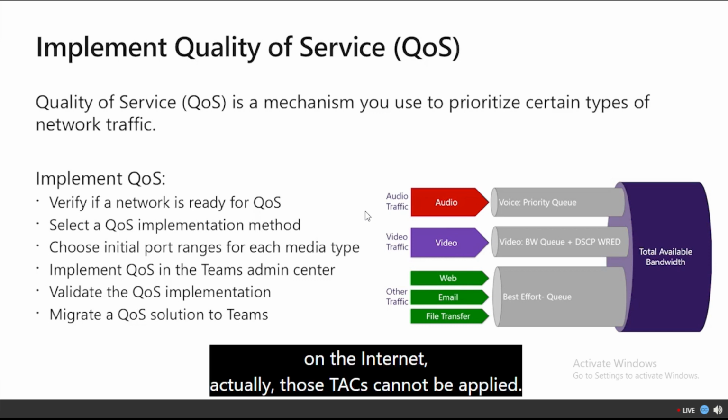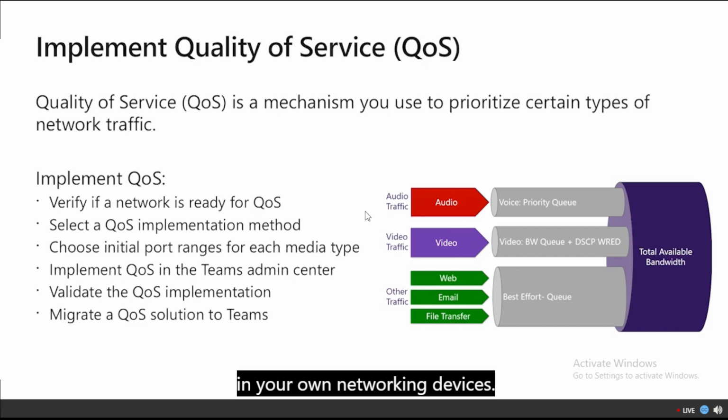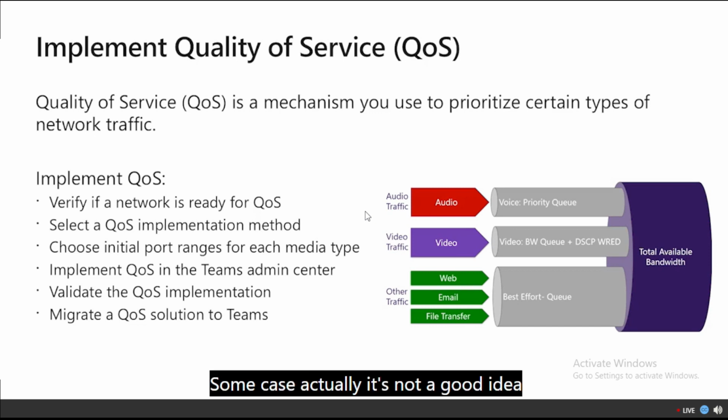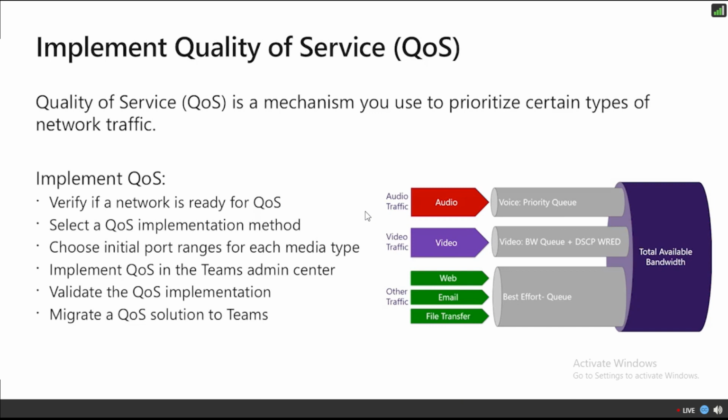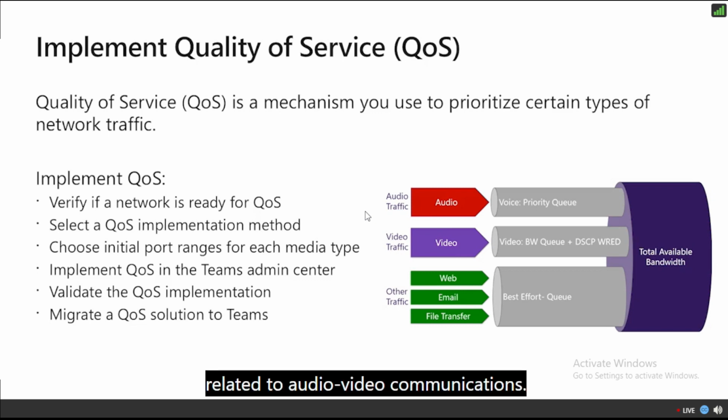the internet directly, on the internet those tags cannot be applied. Usually that's why you also modify those settings in your own networking devices. So definitely just keep that in mind. In some cases, maybe you are also using a VPN. In some cases it's not a good idea to use QoS over VPN links. Just be aware of that. And that's how you can give a high priority to the traffic related to audio and video communications.